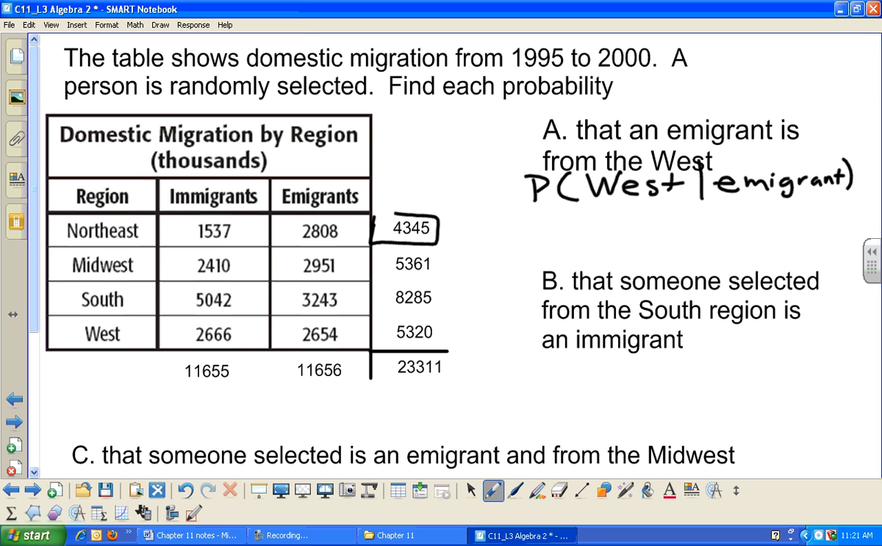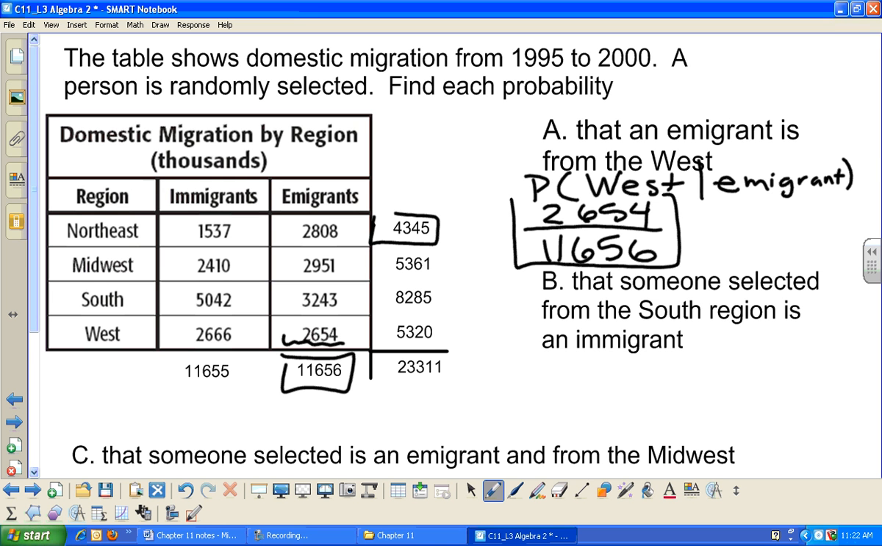In these situations, you always look at your given that statement. My given that statement is that they're an immigrant. So that's my total. This is where I'm looking at on the bottom of my fraction, because I already know that they're an immigrant. And then I want to find the probability that they're the West and they're immigrant. So if I look in my rows, that's going to be 2,654. So this would be my answer. So you should always try to write out your probability statement first.